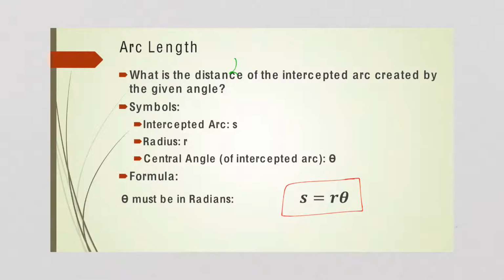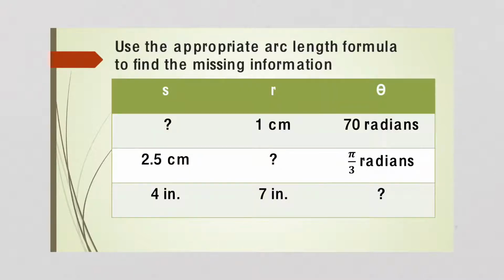Theta, very important to note, must be in radians. So why did we just talk about how to convert from degrees to radians? So that we can use it to find the arc length. So use the appropriate arc length formula to find the missing information. Remember, our formula is S equals R theta. So whatever's in this column equals these two multiplied together. But they have to be in radians.